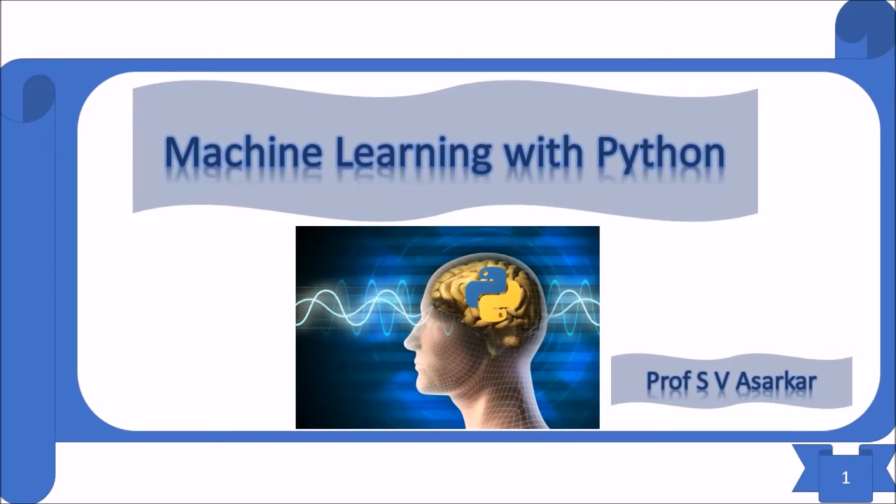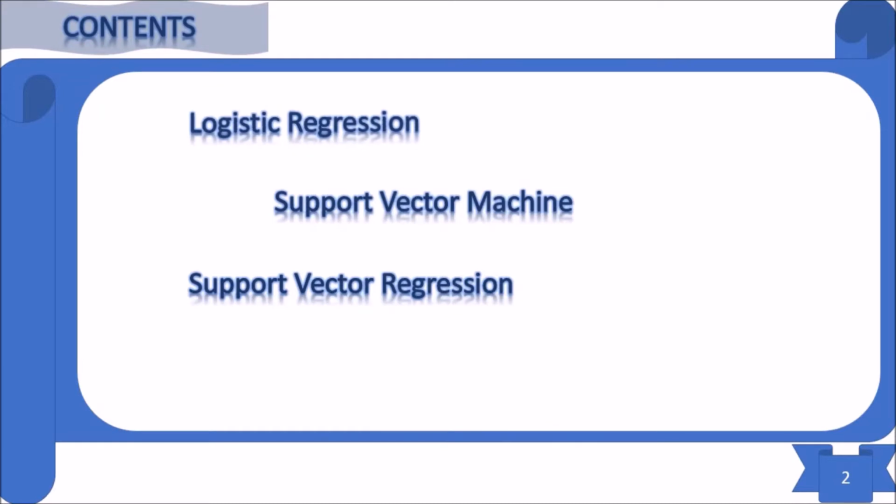So let's begin. In previous videos, I have already discussed what exactly machine learning is, then simple linear regression, multiple linear regression, polynomial linear regression, decision tree, random forest, KNN, etc. In this video, I am going to cover what is logistic regression, what is support vector machine, in which linear support vector machine, non-linear support vector machine, and what exactly support vector regression. I'm going to cover all these topics with their implementation.